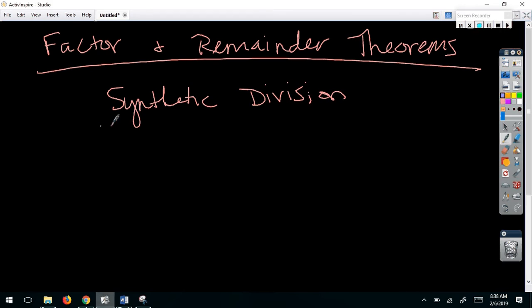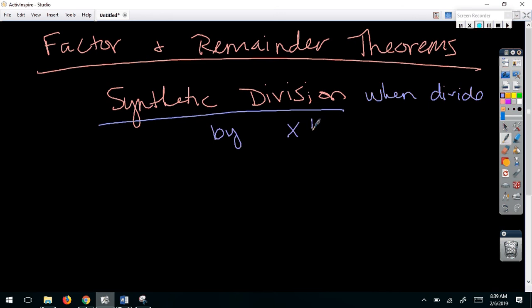When we talk about doing synthetic division, it only works in one scenario, and that is when you divide by x plus or minus some number. The x cannot have an exponent on it. It cannot have a coefficient in front. It can't have more than 2 pieces in what you're dividing by.